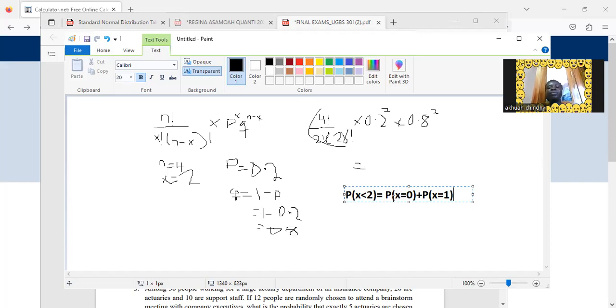Therefore, we use this same formula for each of these. This is the formula we are using. Because it's less than 2, not exactly 2, you are finding the probability that X is equal to 0 and X is equal to 1. But the formula still holds for each of them. So now here, instead of writing 2, we're having our 0. Instead of writing 2, we're having our 1. So that's how we go about it. Okay.